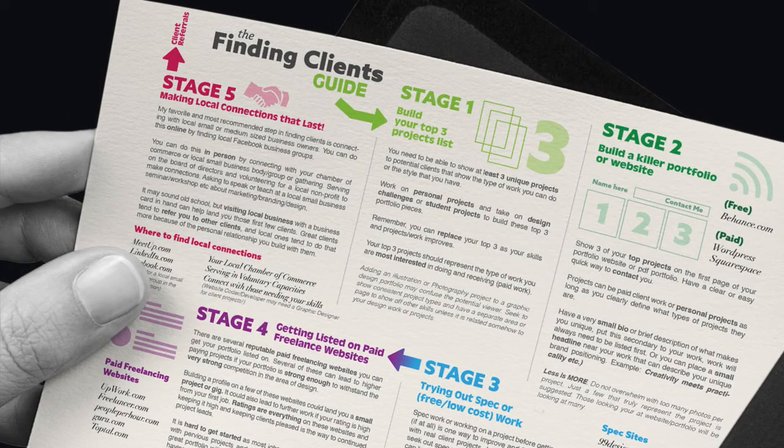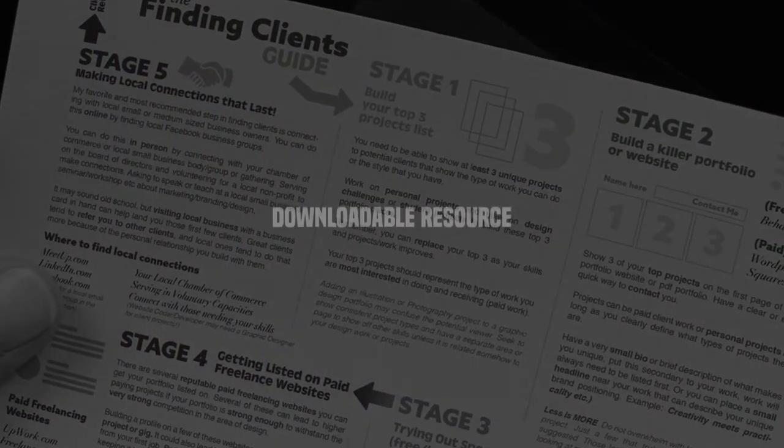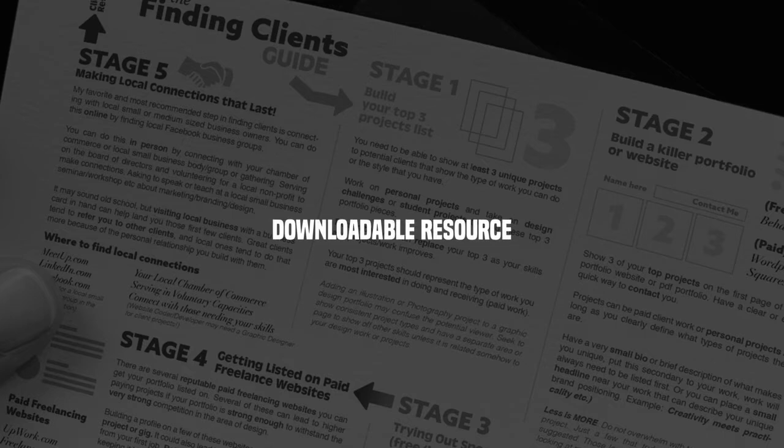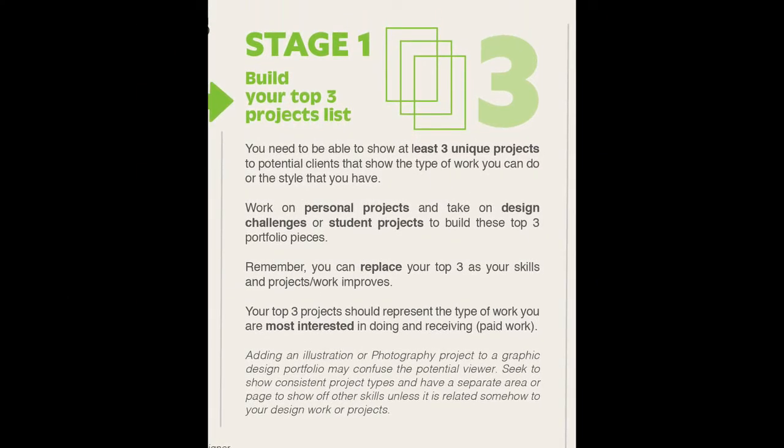And I have a great downloadable resource called the Finding Clients Guide. I have it as a JPEG. I also have it as a PDF, so you can go ahead and download that and have that available. We're going to be looking at that throughout this lesson. And we're going to start with stage 1. So stage 1 is building your top 3 projects list.